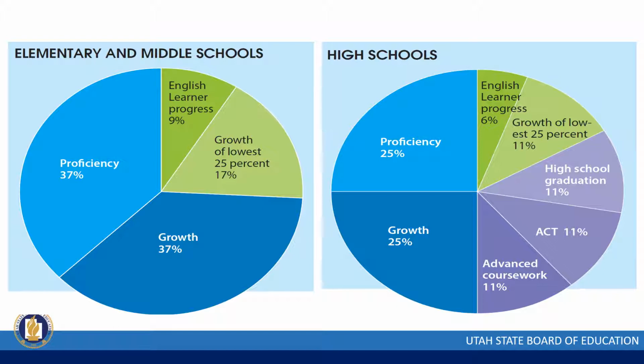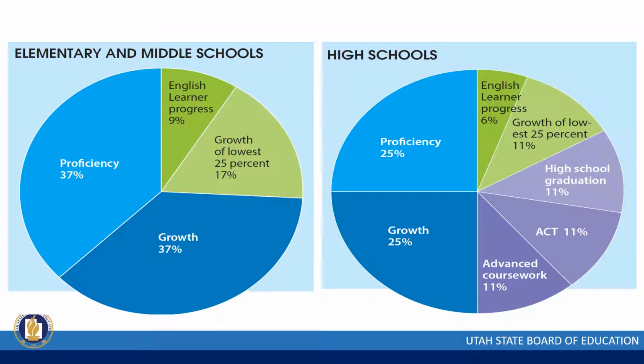So not only are we interested in how well students do from year to year, but also how they do across years, and that's how growth is measured. For high schools, there are some additional indicators. We have the high school graduation rate, which is usually the 4-year rate of cohorts and how they progress through 9th to 12th grade and then eventually graduate from high school. For 11th graders, 11% is based on their performance on the ACT that they take in 11th grade.